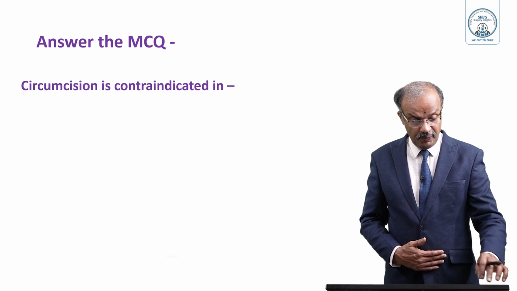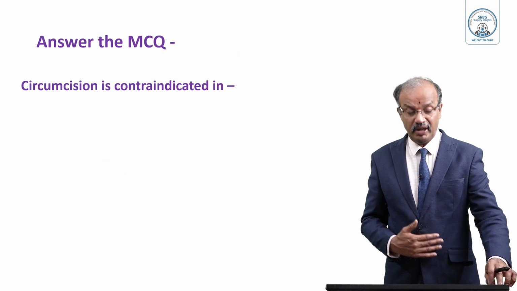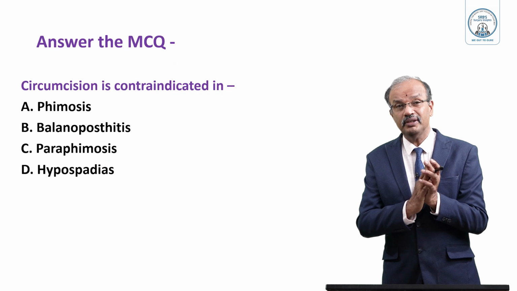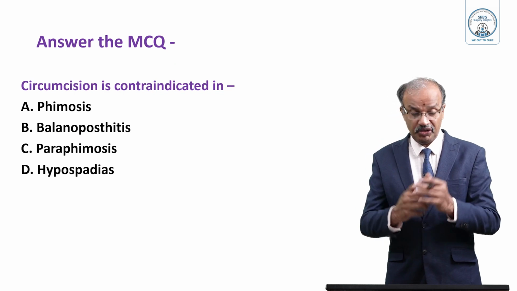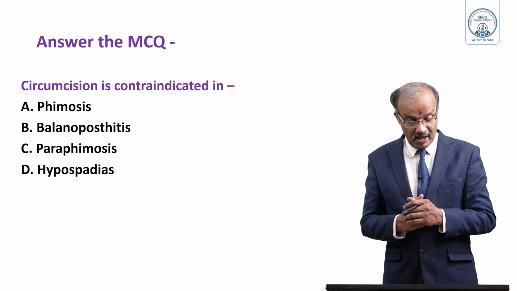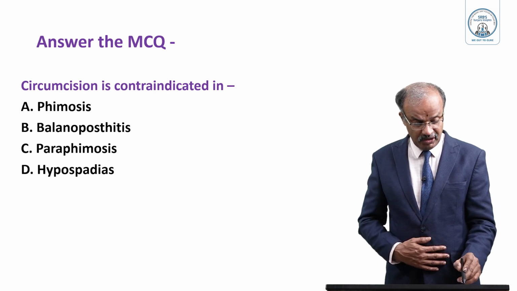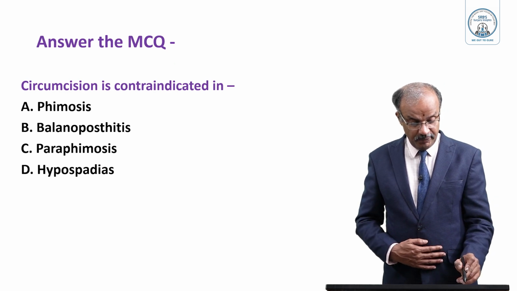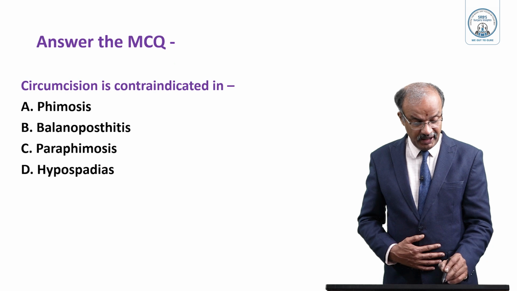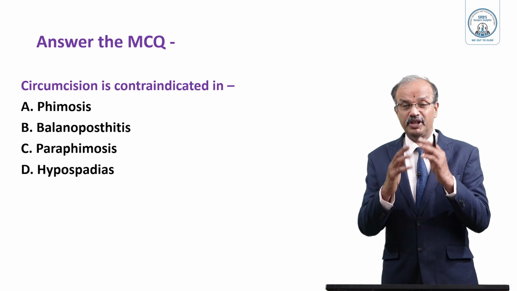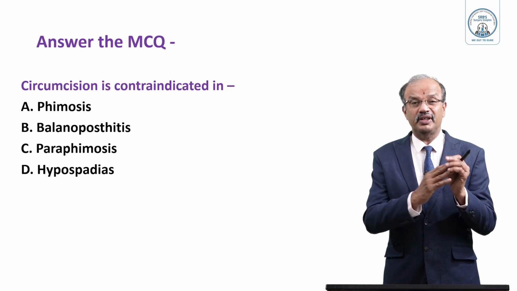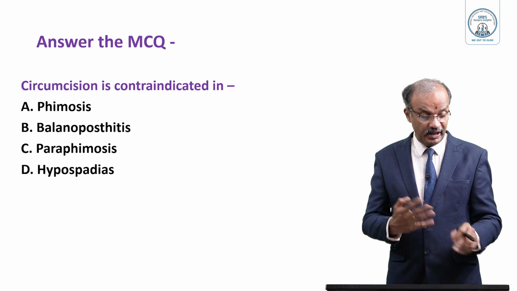So answer the MCQ. Circumcision is contraindicated. All of you know circumcision, a very commonly done operative procedure for phimosis. So circumcision is contraindicated in: A. phimosis, B. balanitis, C. paraphimosis, D. hypospadias. So students, please put the correct answer in the comment box. We'll have a discussion about that later.